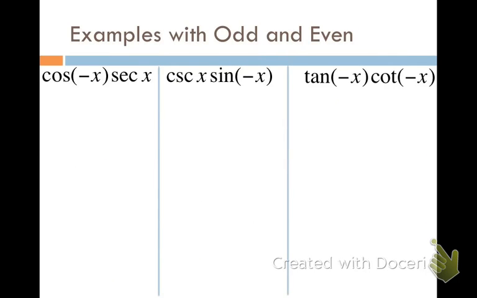I will walk through the first example, and then I'll put up my answers for the other two. Cosine of negative x. Well, since cosine is even, if I take the negative value, it's not going to change, so I still have cosine of x times the secant of x. Those two are reciprocal, so I get 1 as my answer. And I'm going to pause and put up my answers to the other two.